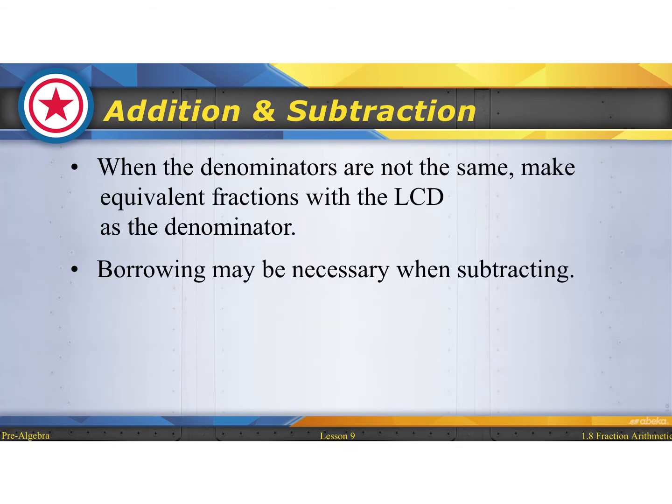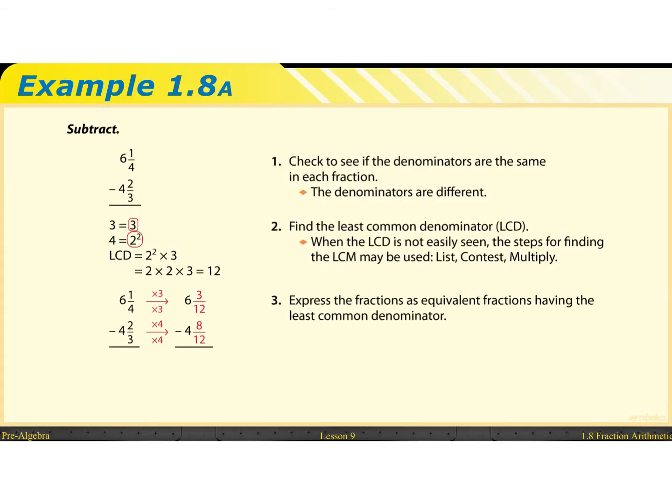A lot of this is review, but you're good. So when the denominators are not the same, you can make equivalent fractions with the LCD. Borrowing may be necessary, or there are other ways that you could find a common denominator, okay? Now, they give you an example here. Here's your fraction: 6 1/4 minus 4 2/3.